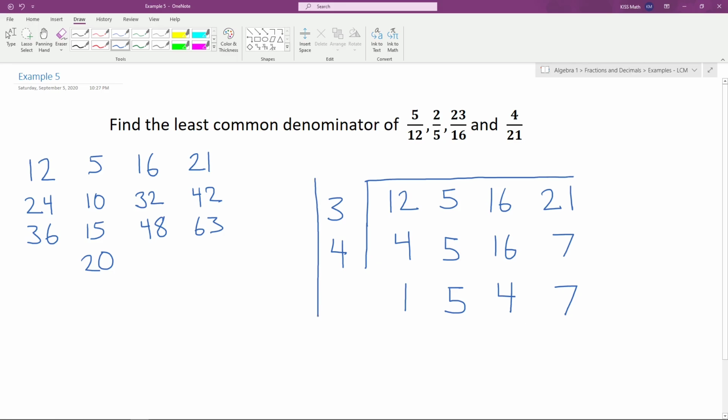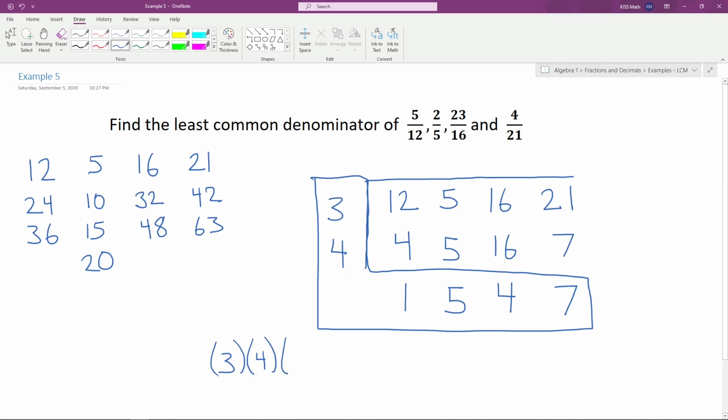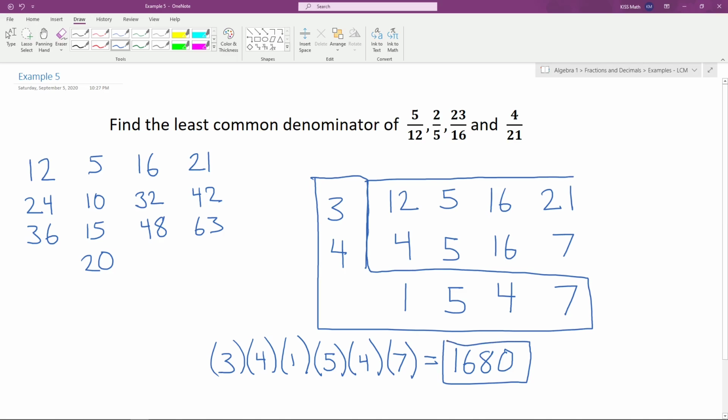So I draw my L. And I'm going to multiply all these numbers. So 3 times 4 times 1 times 5 times 4 times 7. And if I punch that into the calculator, I would get 1680. And that would be our least common denominator. Now, if I try and get the same answer by listing out all the multiples, it would take me a very long time. So that's kind of the advantage of using the ladder method here.